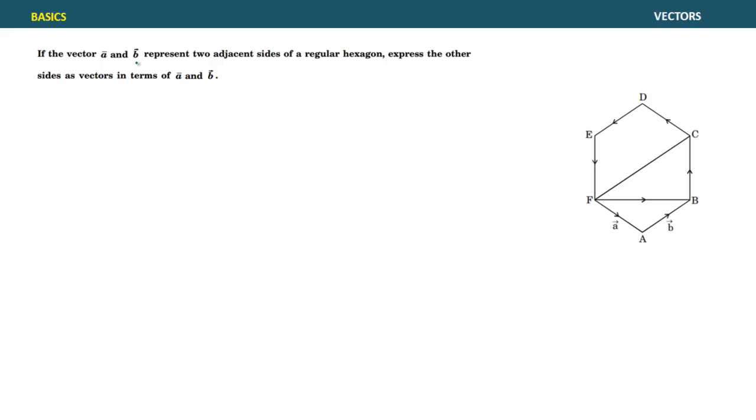It says if vectors A and B represent two adjacent sides of a regular hexagon. First of all, you will find problems on regular hexagon or regular pentagon very frequently in the vectors topic. So what do you mean by regular? That all sides are equal in length. That is very important. And a regular hexagon is a completely symmetrical figure. That is another very important property.